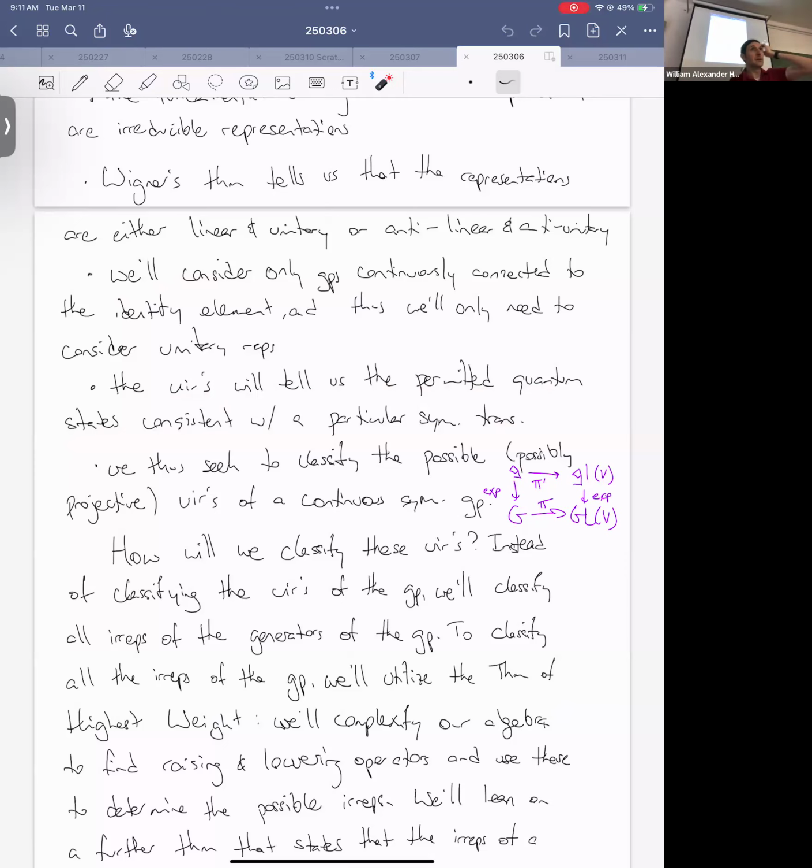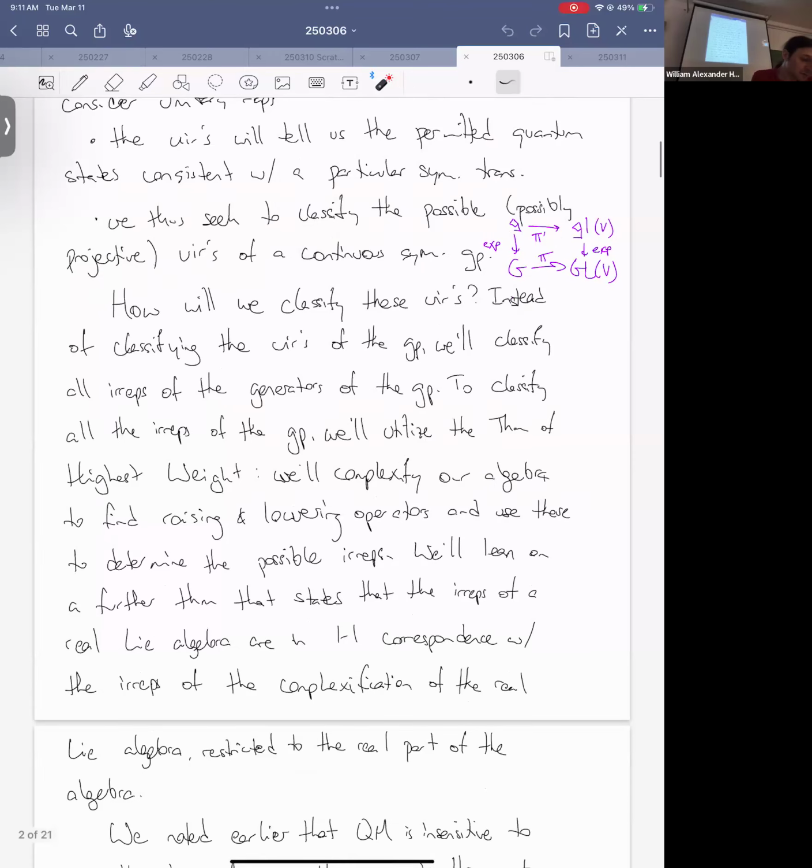So we'll think about that quite a bit in terms of rotations. You've thought about that quite a bit already. We then are seeking to classify the possibly projective unitary irreducible representations of a continuous symmetry group. How are we going to do that? Within the context of this course, we're going to look only at compact groups, which means we can use the theorem of highest weight. So we seek the representations which take us from the group to the operators acting on our vector space. And we're interested not only in the operators, but even the vector space itself, because the dimensionality of the vector space tells us something very interesting about our quantum mechanics.